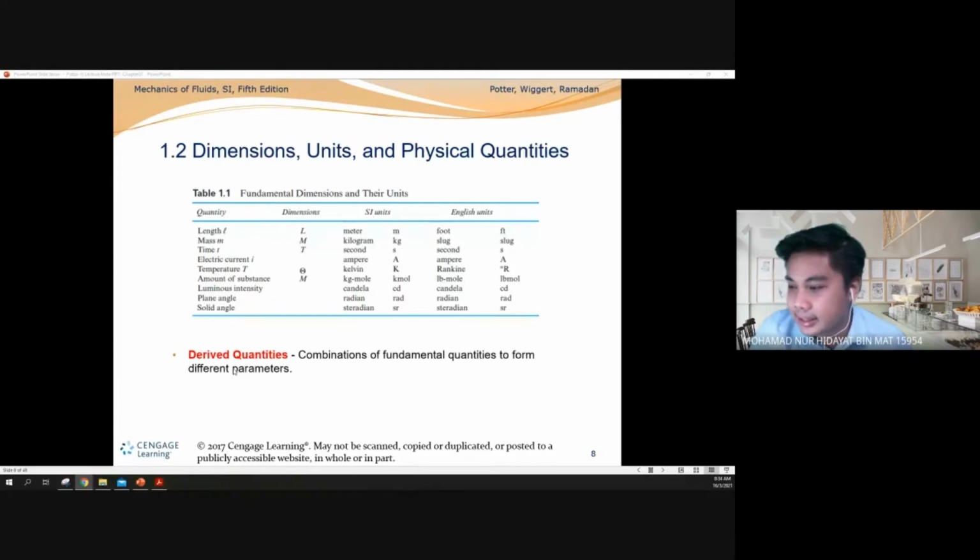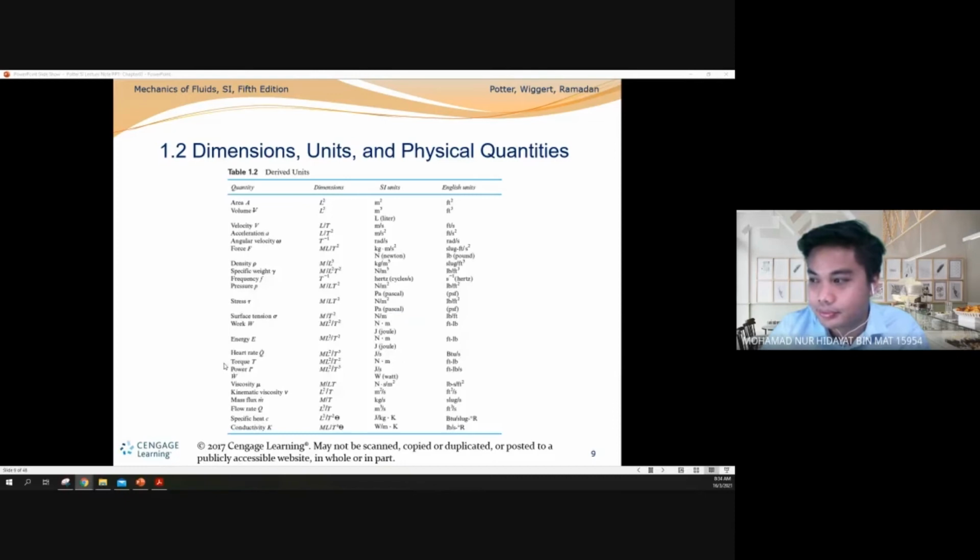Okay, this is the derived quantity as I mentioned before. It is a combination of fundamental quantities to form different parameters, like velocity in meter per second and acceleration in meter per second squared. All of these are derived quantities. Can you see here the area? The dimension is L squared, you can see the power of 2. So the unit is meter squared.